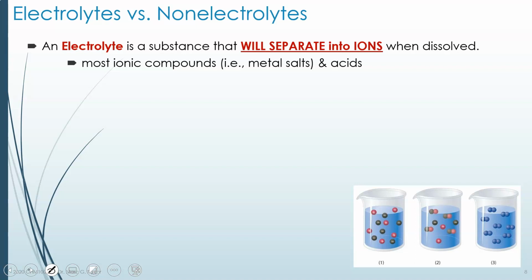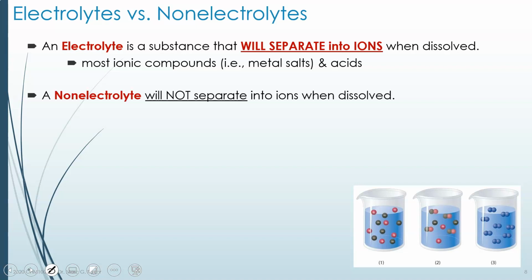And those ions are just called electrolytes. They're called electrolytes because they're charged and because they can be used to carry electricity. If you have salt in water, that water can conduct electricity a lot better than just pure water. A non-electrolyte is a compound that doesn't separate into ions when you dissolve it.